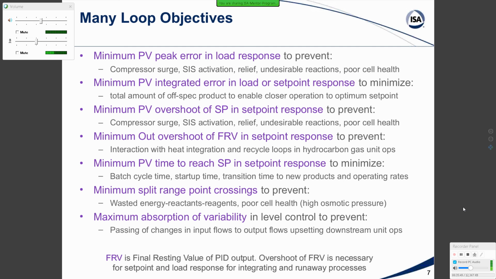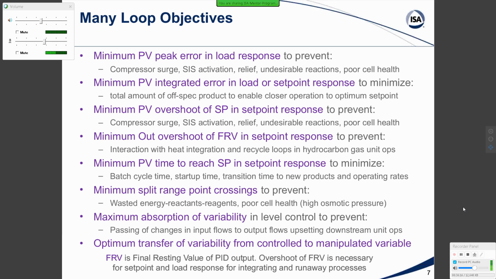Another way that I looked at it originally was minimizing the transfer of variability from the controlled variable to the manipulated variable. And that's the subject I added in here. There's this general thing with control loops where we need to optimize the transfer of variability from the controlled to the manipulated variable. However, it sounds much better to say maximize the absorption of variability rather than to say minimize the transfer of variability from the controlled to manipulated variable. So I can understand why that term maximum absorption of variability is used. But I like to put it in this context of the greater overview of what we're trying to do.